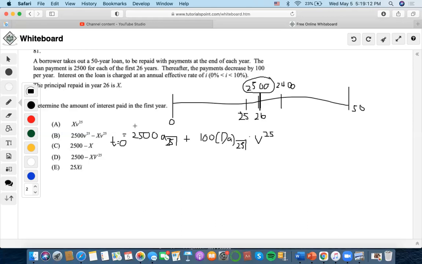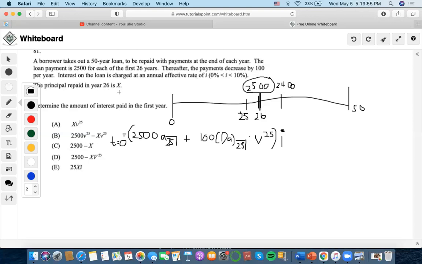Now, again, the rule to find the interest paid in the first year is that we take this loan from time zero and multiply it by the interest rate, right? Now, this is practically our answer, but we also have to keep in mind the other information that they're giving us. So over here it says that thereafter the payments decrease by 100 per year and interest on the loan is charged at an annual effective rate of I. The principal repaid in year 26 is X.